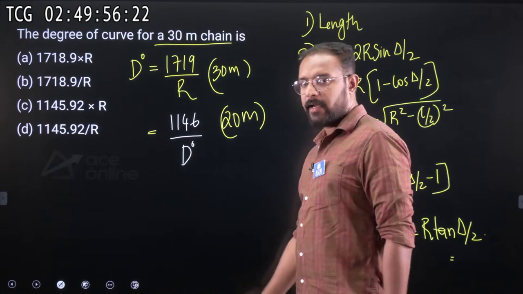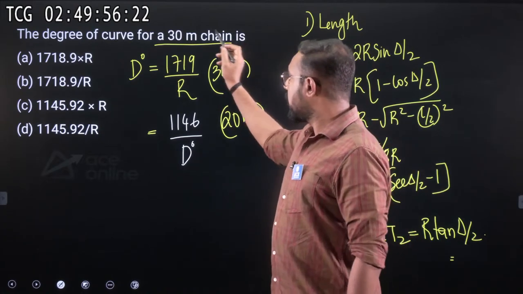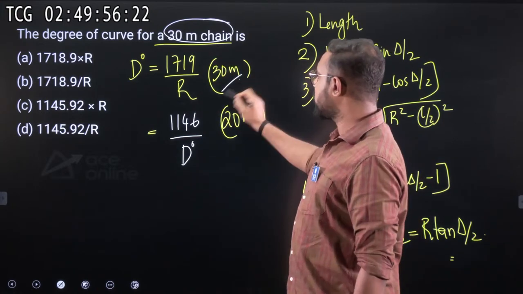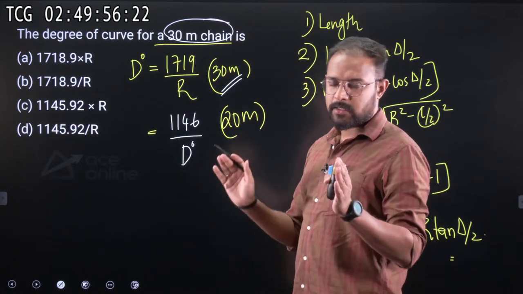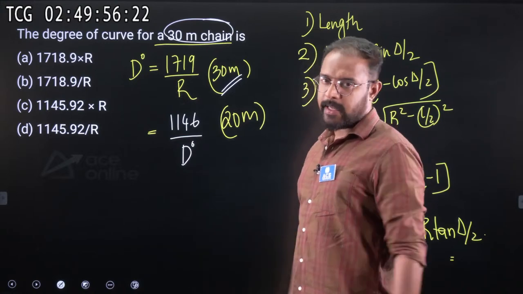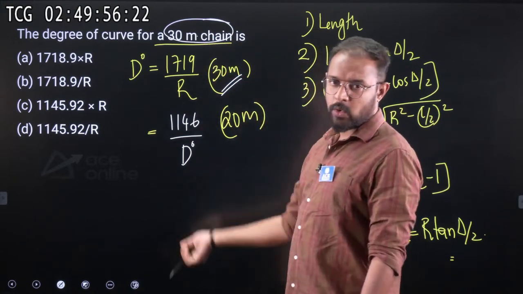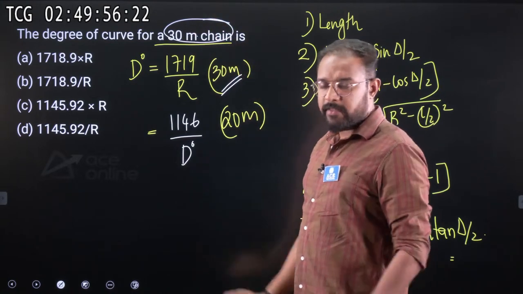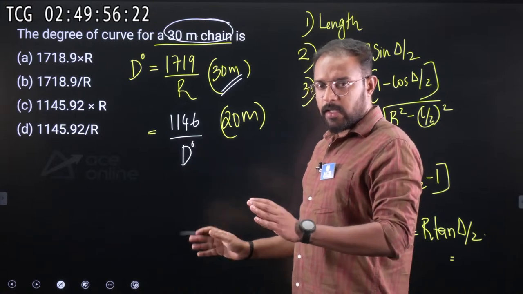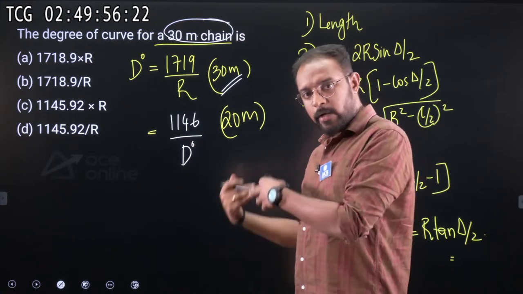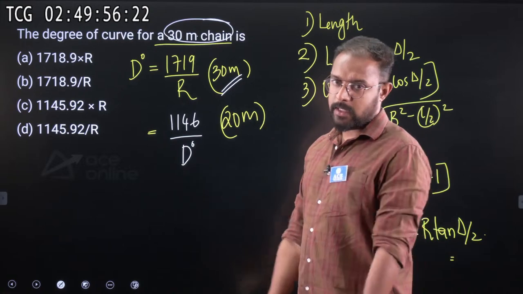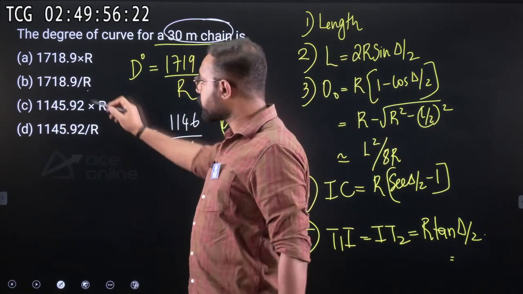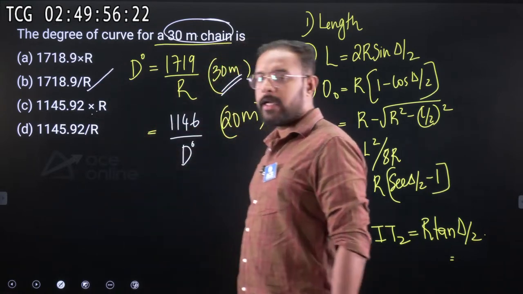Okay. In railway engineering, slightly different values will be taken. Now remember, if the chord length is not given, you can assume it is railway. In railway, it is always 30. If nothing is explained about the chain, you take 30 and proceed. If they did not say anything like 20 or 30, go for 30. If they say 20, then go for 20. If they don't say anything, go for 30. Okay. So 1719 by R, the correct answer is option B. These other relations are there for our 20 meter chains.